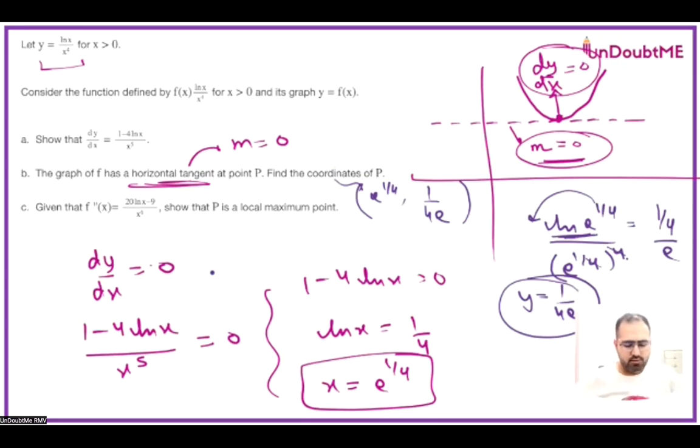Wait, so I understood how you got x is equal to e to the power 1 by 4. After that, what did you do? That x value will be substituted in the equation of the function. Yeah, that point lies on the curve. They are saying the graph of f has a horizontal tangent at point P. Point P lies on the function only. So to get the y value, we just put that x in the equation of the curve. That is what I have shown here, right side. And that gave me the y value as 1 by 4e.